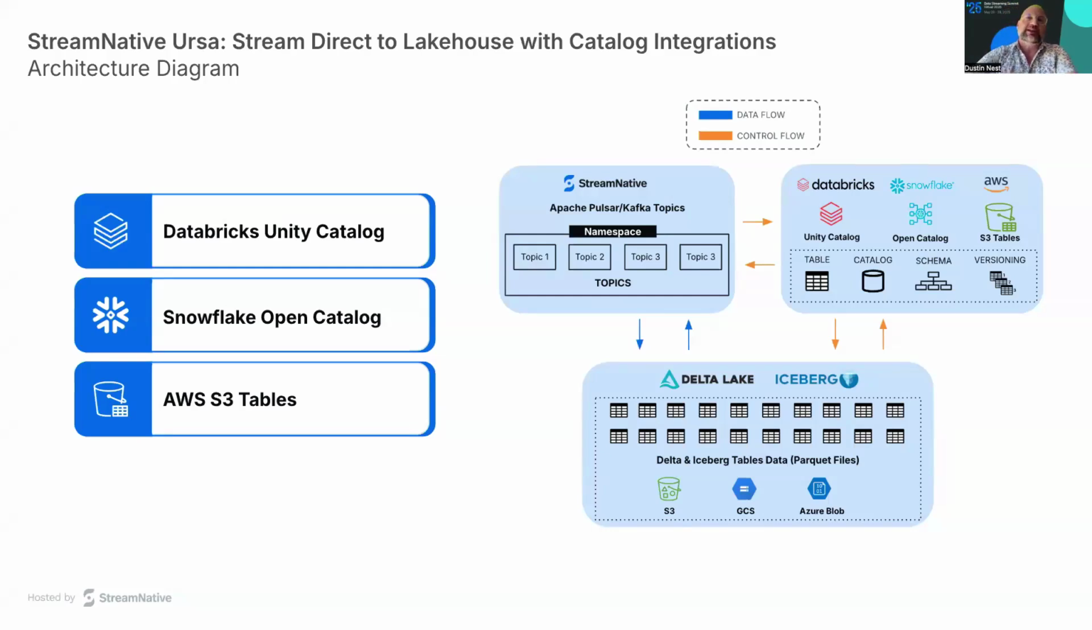So as I mentioned, we integrate directly with Databricks Unity Catalog, Snowflake Open Catalog, and Amazon S3 tables. Over here on the right, there's a little bit deeper of the data flow and the control flow. But what you think of here is on the top left diagram where it says StreamNative, Apache Pulsar, Kafka topics, you would be publishing messages. And today in the demo, I'm going to be using IntelliJ to publish Kafka messages direct to topics. As I'd mentioned, instead of using BookKeeper as the backend, it goes directly into object storage.